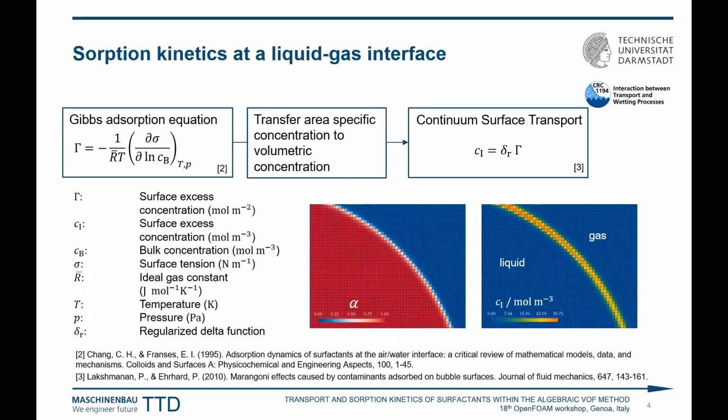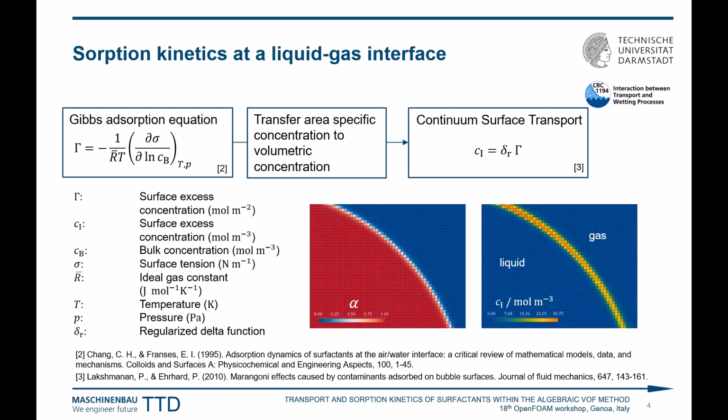That is where the next thing comes when we start with the adsorption kinetics at a liquid gas interface. So the Gibbs adsorption equation is the equation which relates the gamma, meaning surface excess concentration per unit area, with the surface tension at a point and the bulk concentration of surfactant at that point. Now there is this continuum surface transport, which is well developed before, which transfers a variable or even a field which is per unit area to per unit volume, where we can multiply that with an interface regularized delta function.